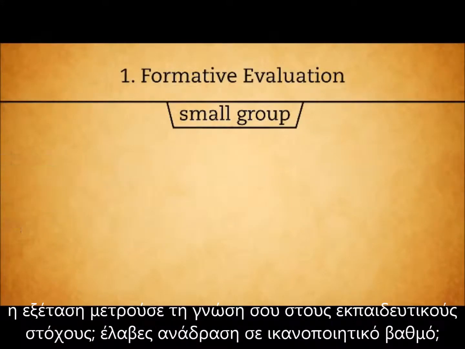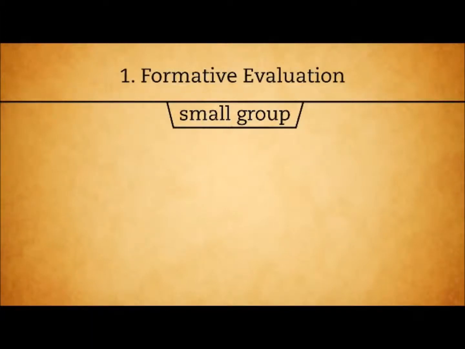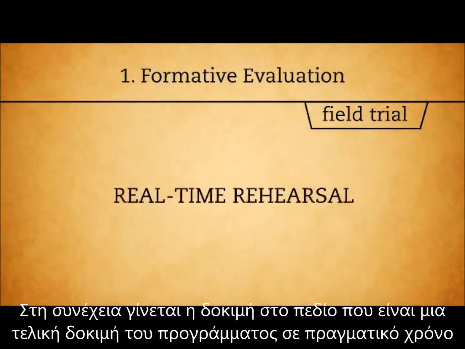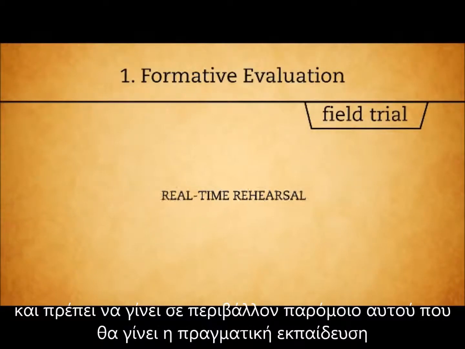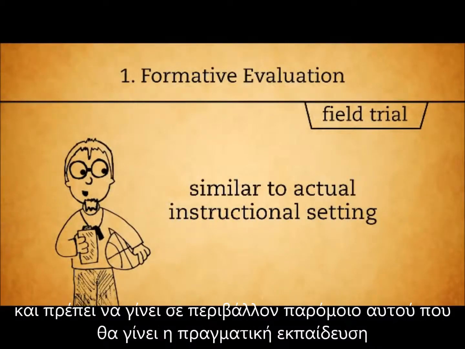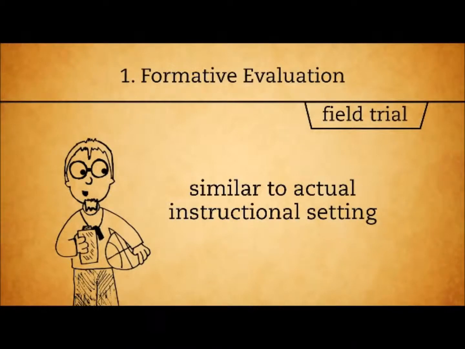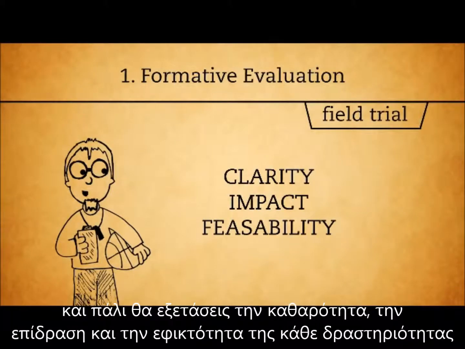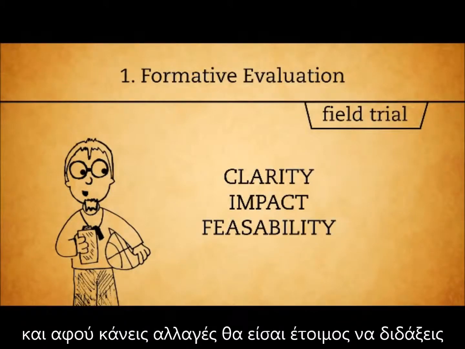After you use a small group evaluation to further refine your instruction, you'll be ready to do a field trial. This is a real-time rehearsal of all the instructional activities you have planned for your course. You will want to conduct it in a setting similar to the eventual instructional setting, to take into account any environmental variables. Once again, you will assess the clarity, impact, and feasibility of your instruction, and make changes accordingly. Then you will be ready to deliver your instruction.